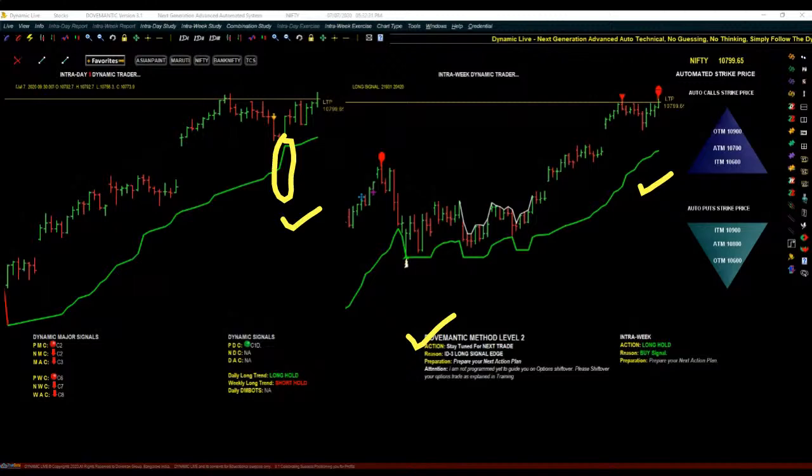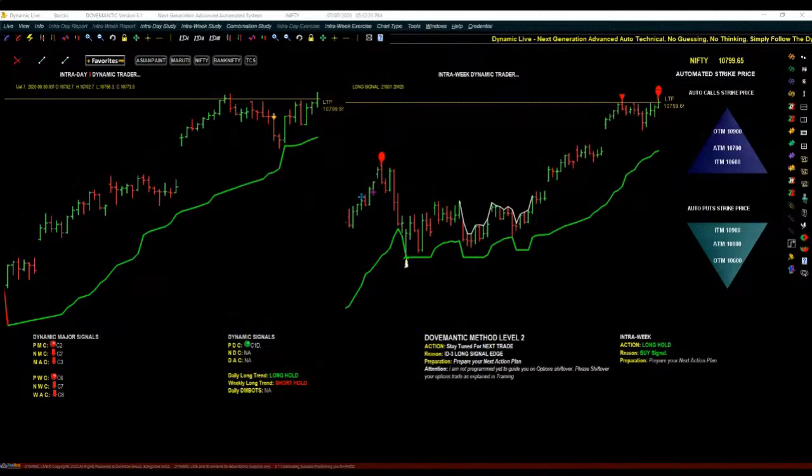So all three of them are pointing upward. All three of them are supporting you to hold a long position. The trend is up. So you are planning to buy a call option. So your trade is in favor of the trend. So no thinking, no guessing, just go ahead and do the trade. Just do the trade. Got it?